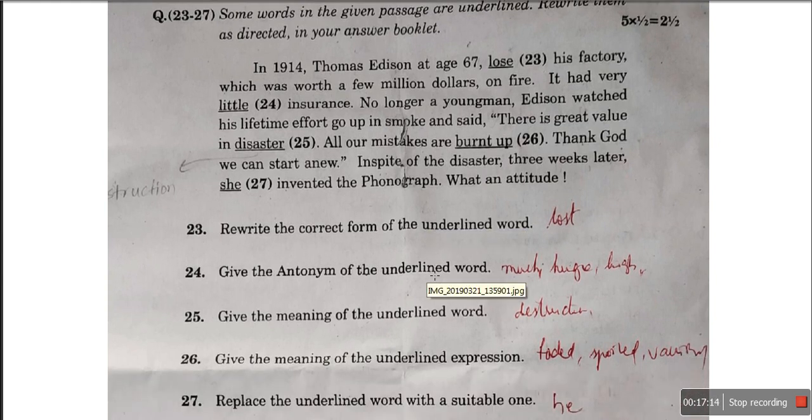So we have to rewrite as per his condition. Yeah, the 23rd word is lose. We have to write the correct form. The correct form is here last. The answer is last here.